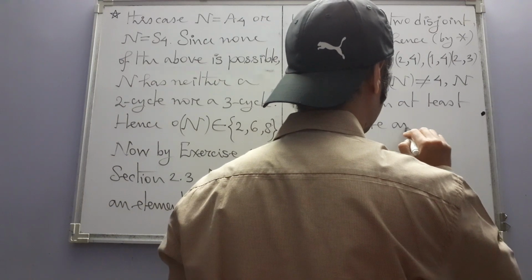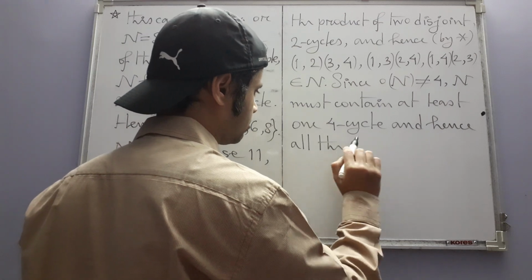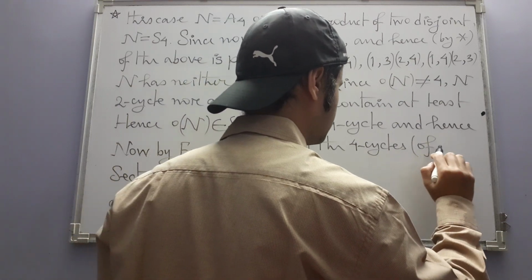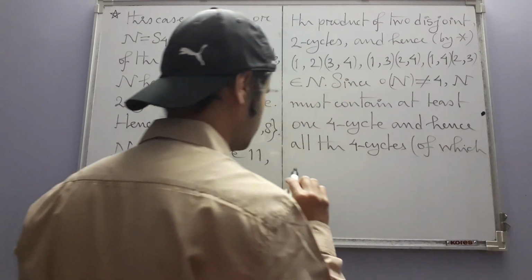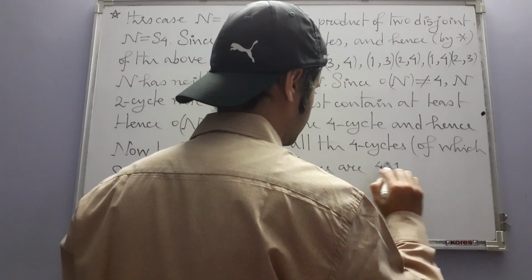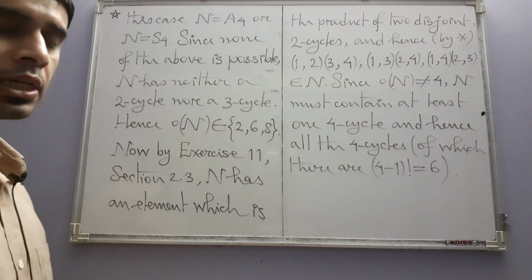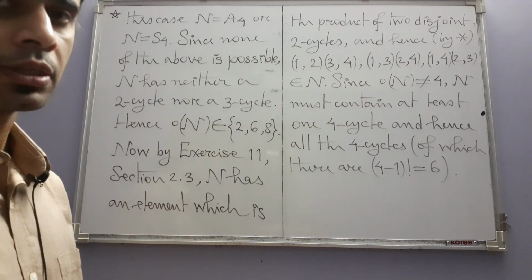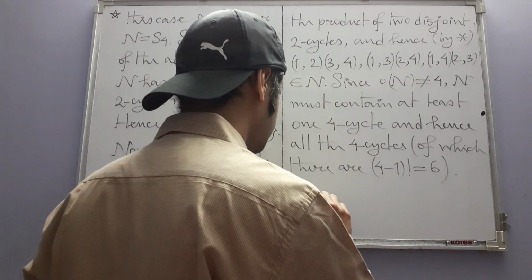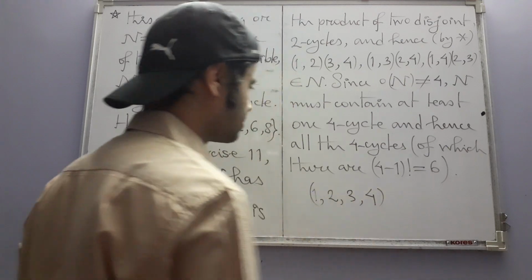And hence all the 4 cycles, of which there are 4 minus 1 factorial equal to 6. How many 4 cycles are there in S4? 6 of them are there. But why though? I mean, if we think of 4 cycles, say this is a 4 cycle, will it not be 4 factorial?